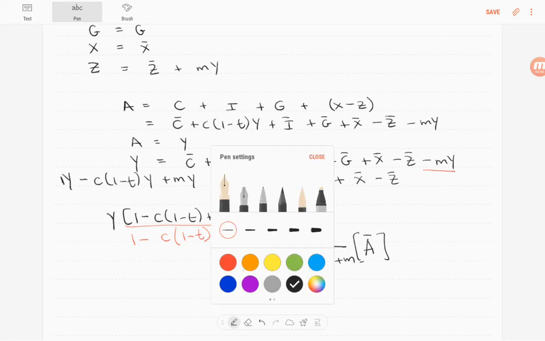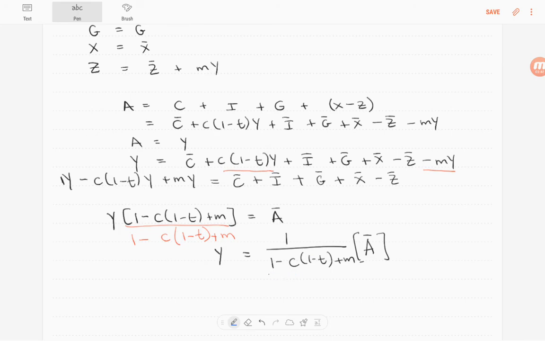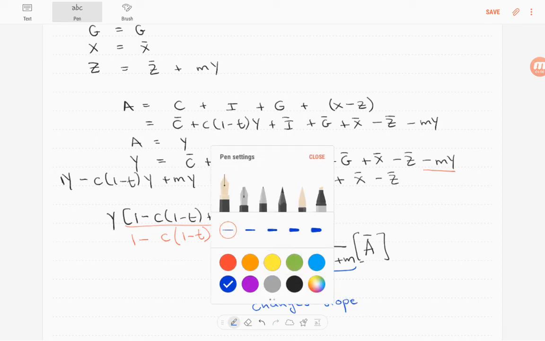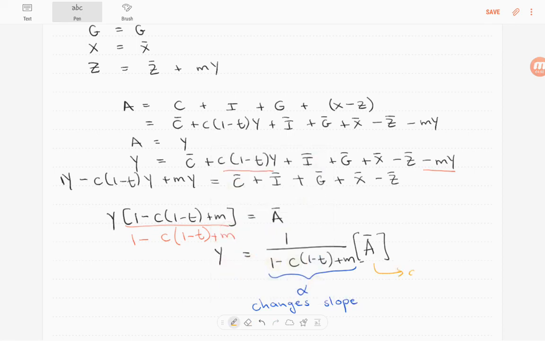This gives us two parts to calculating equilibrium. In the first part, we have the multiplier, which changes the slope of aggregate spending. And the second part is autonomous spending, which changes the intercept on the y-axis.